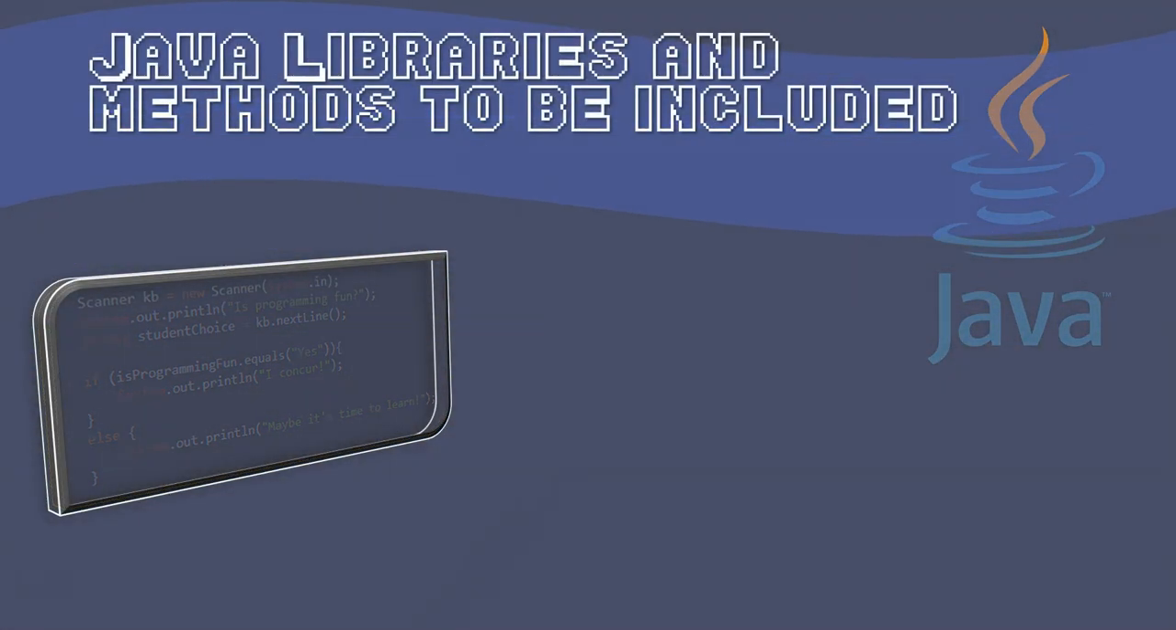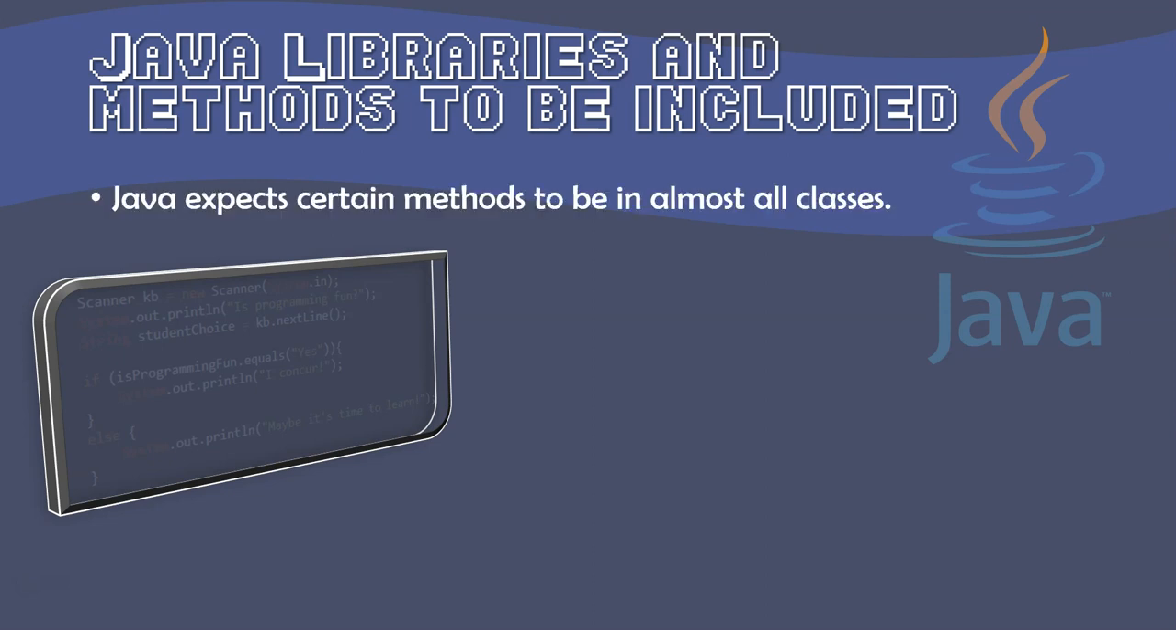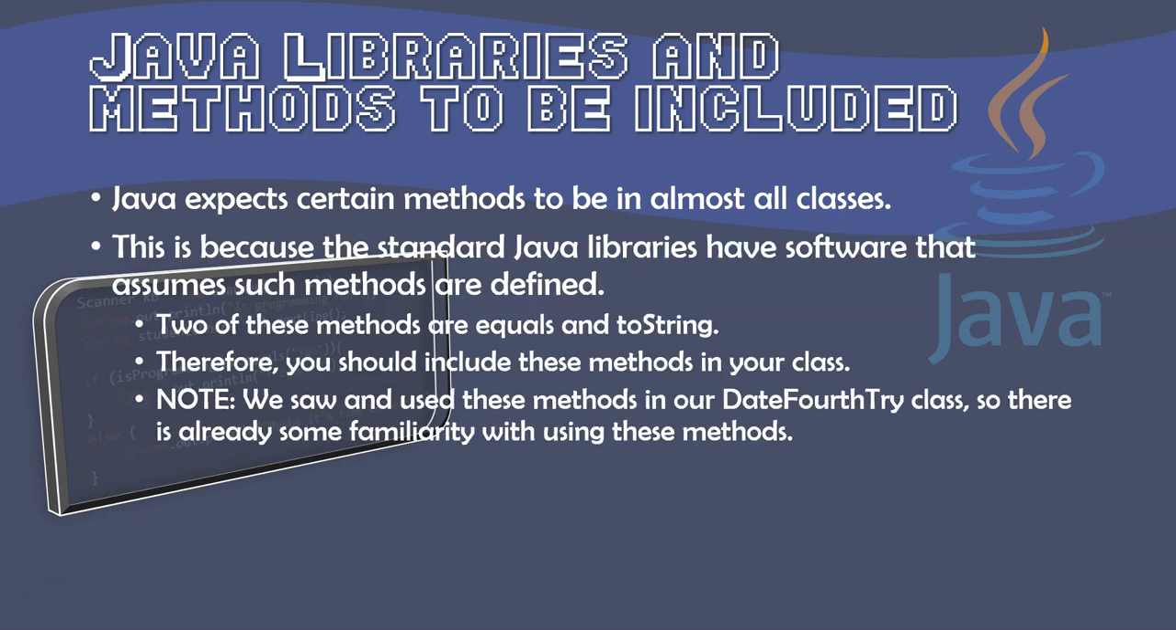So, Java libraries and methods that have to be included in our classes. Java expects certain methods to be in pretty much all classes. This is because the standard Java libraries have software that assumes that such methods are defined within your program. Two of these methods are, of course, the equals and the toString method. Therefore, you should include these methods in your class. Your program is not going to break if you don't have them. We've seen this already. But generally speaking, it's going to expect that these should be here.